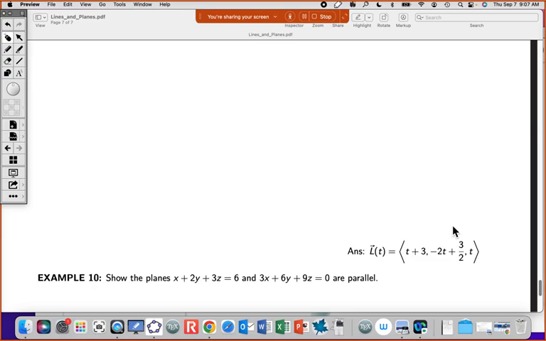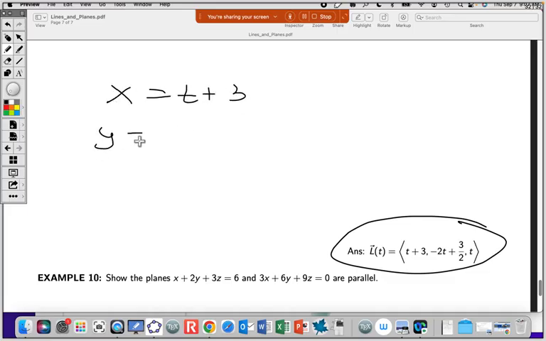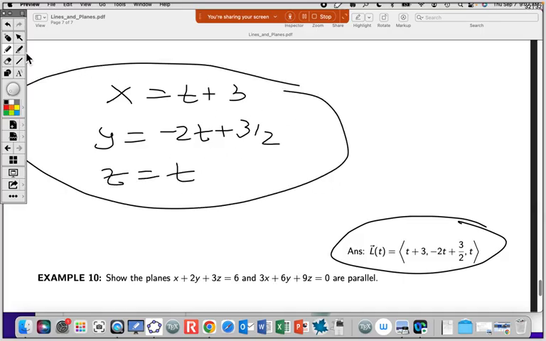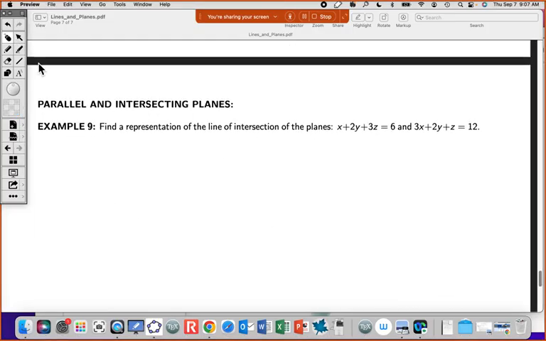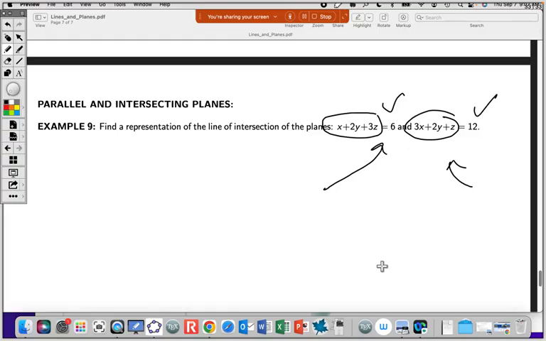So let's talk about how we would check this. One way to check is to plug x equals t plus 3, y equals minus 2t plus 3 halves, and z equals t into each of the original equations. Plug those in and show that regardless of t, if you add those things up you get 6, and for the other you get 12. Or what you could do is fire up GeoGebra, graph this plane, graph that plane, and graph that line, and you'll see the intersection.